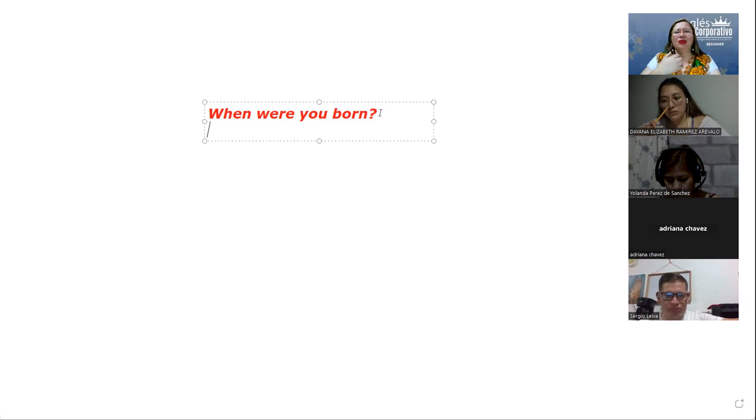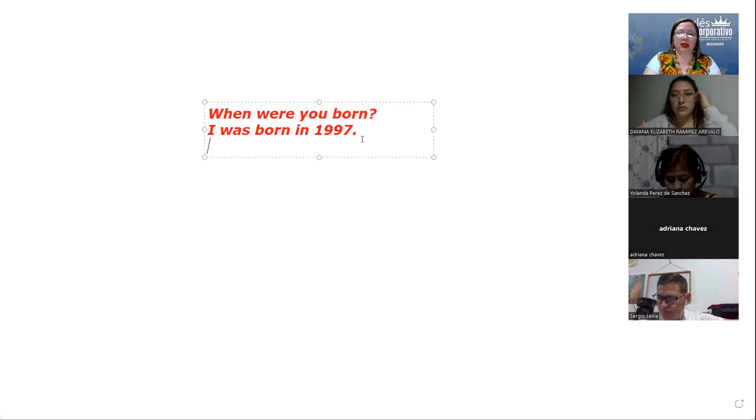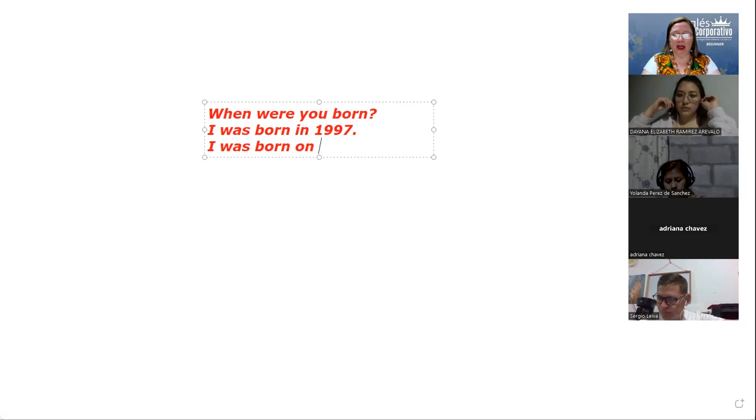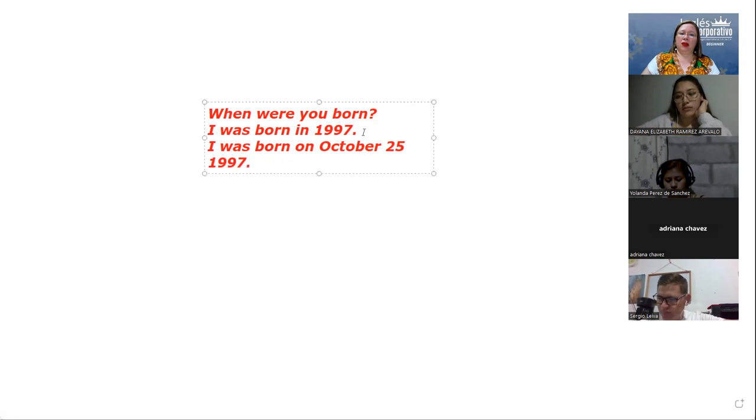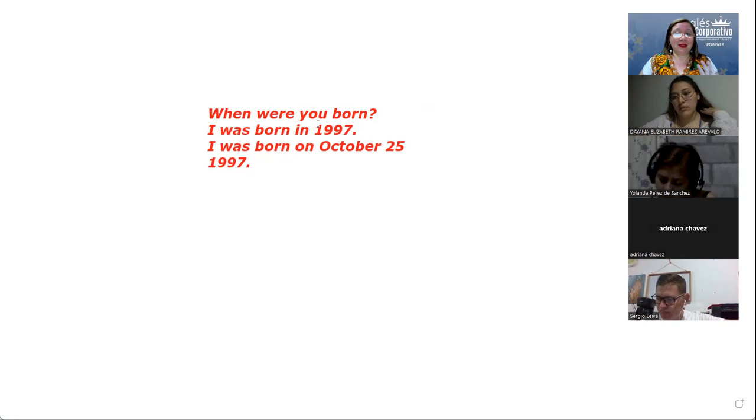Entonces, usualmente yo voy a decir, ya sea el año. Si yo digo, I was born in 1997, for example. Pero si yo digo la fecha, okay, I was born on the, let's say, October the 25th, of 1997. There you go. Y así es como decimos cuando naciste. Por eso digo, preguntas específicas, información específica, forma de decir las fechas específicas.